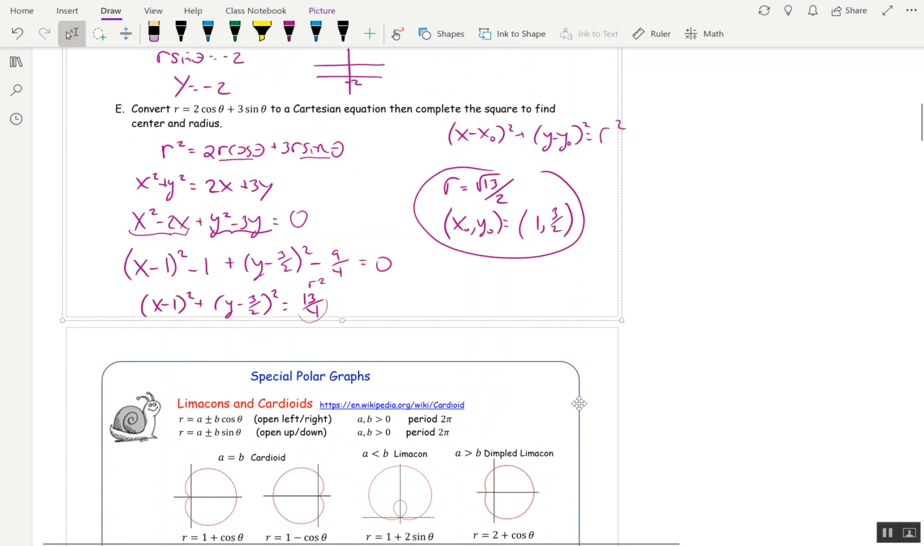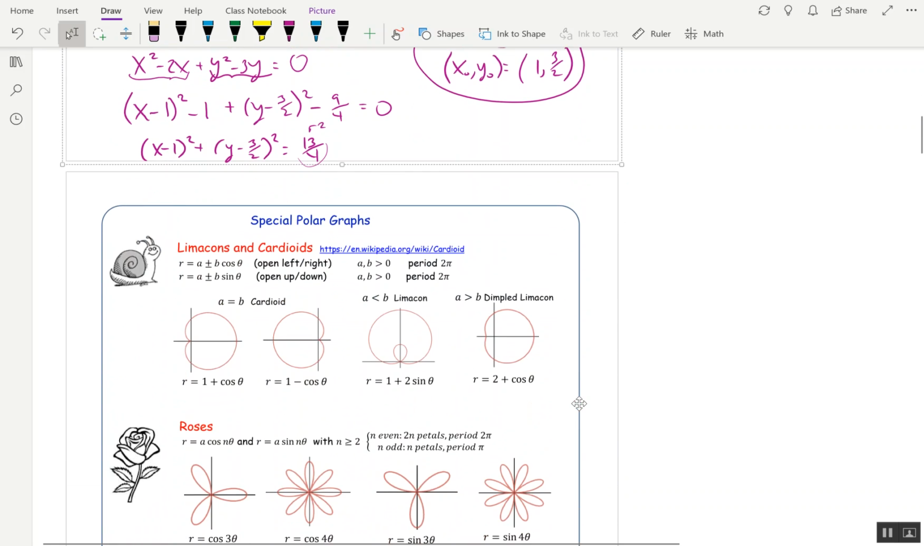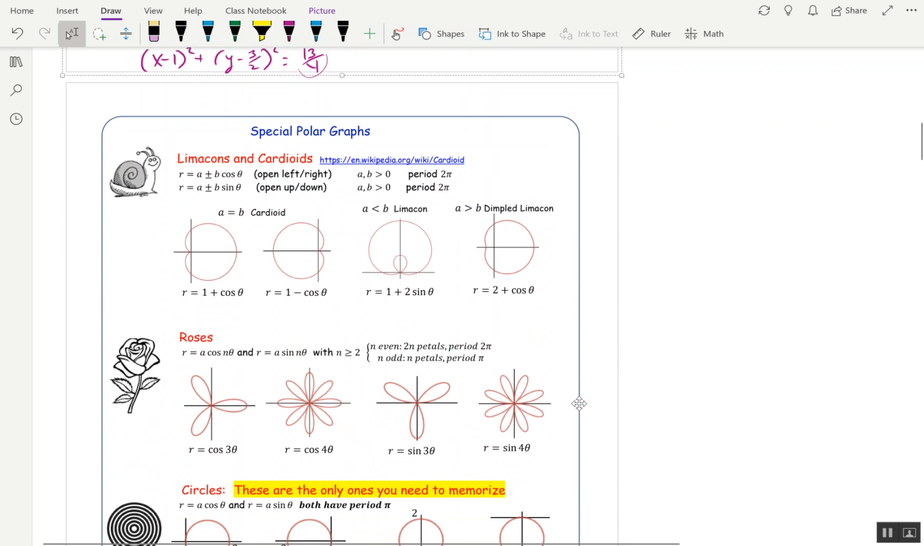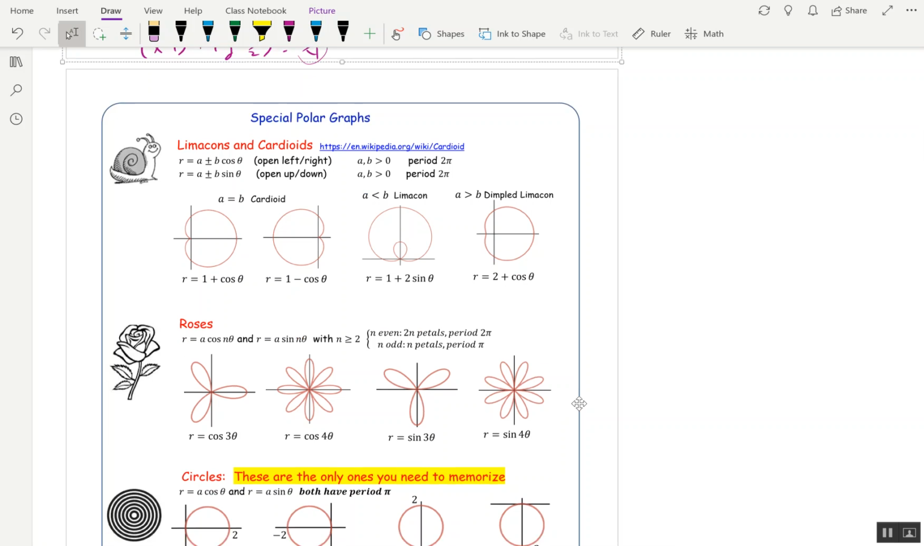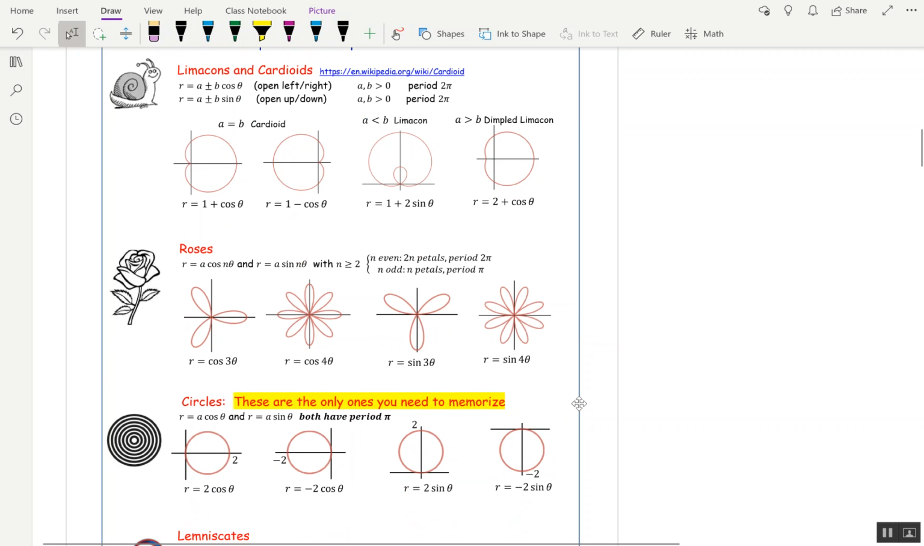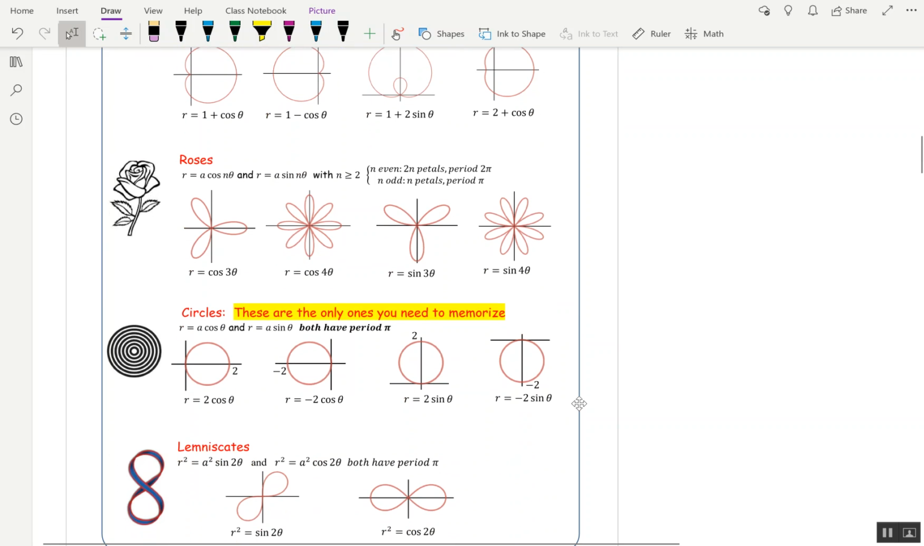Here are some special polar graphs that arise frequently when we do calculus with polar curves. We've got limacons and cardioids, roses, lemniscates, and circles. The only ones I want you to memorize are the circles. The rest you can use technology to graph. Circles come in 3 varieties.